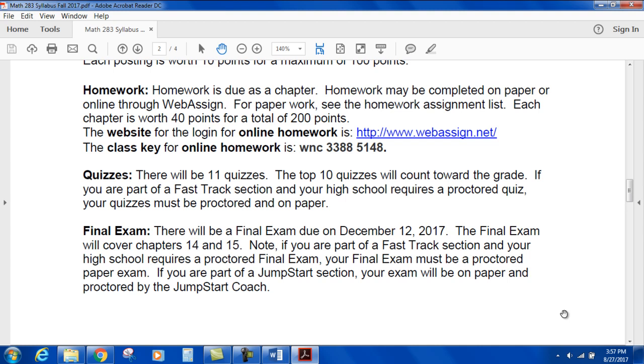The final exam will cover chapters 14 and 15. Note, if you are part of a fast track section and your high school requires a proctored final exam, your final exam must be a proctored paper exam. If you're part of a Jumpstart section, your exam will be on paper and proctored.